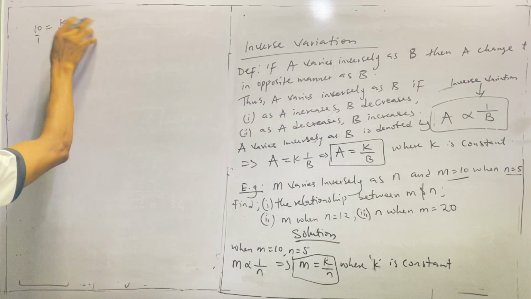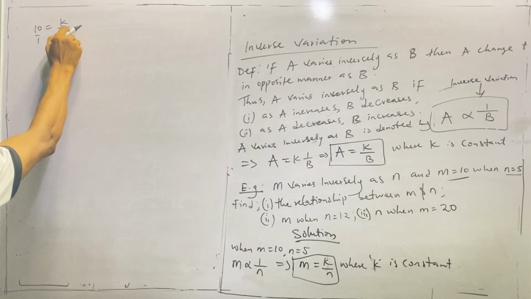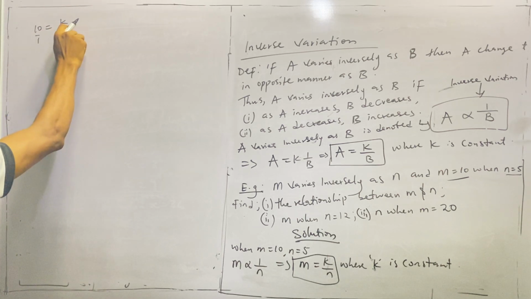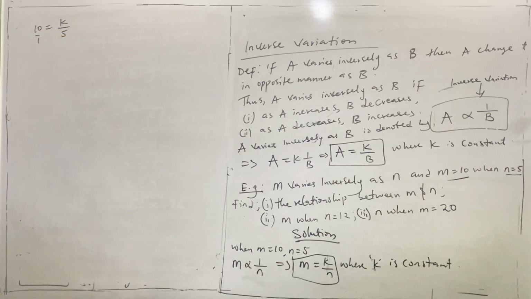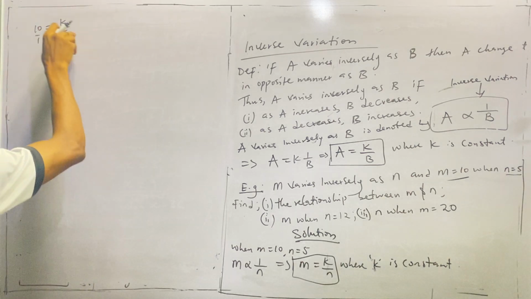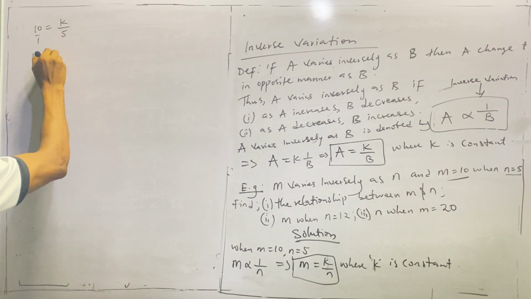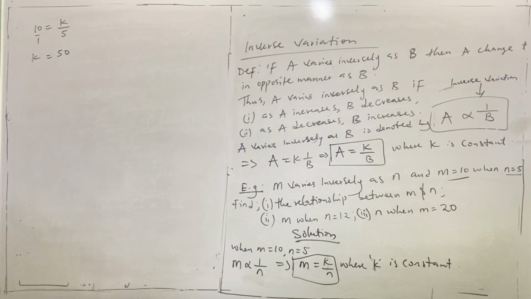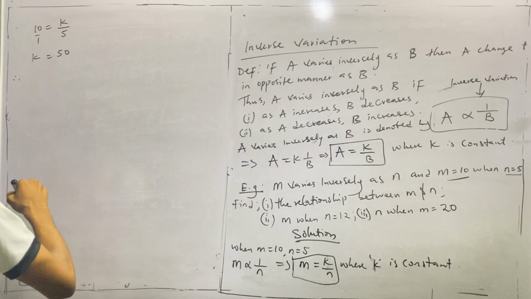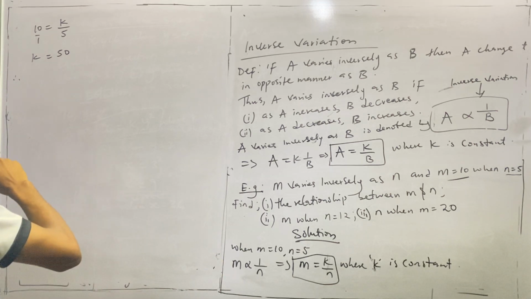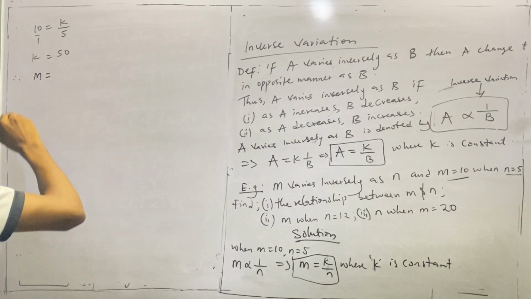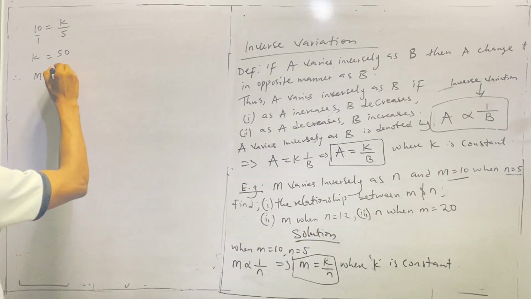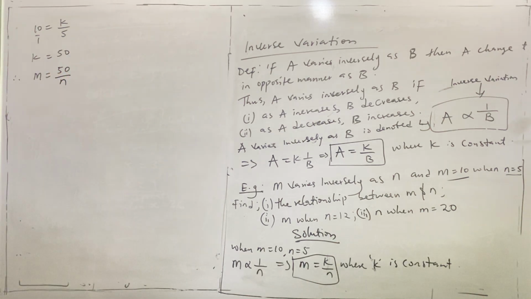At this point, we can multiply both sides by 5, because 5 is dividing k. The opposite of division is multiplication. Or we can do cross multiplication, either is okay. So let's do cross multiplication: 1 times k is k, 10 times 5 is 50. So the value of k is 50, and our new equation becomes m equals 50 over n, right?